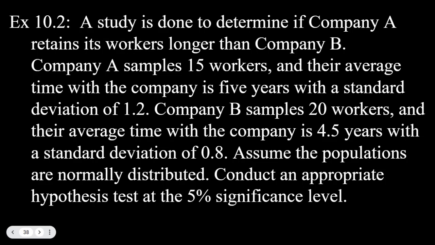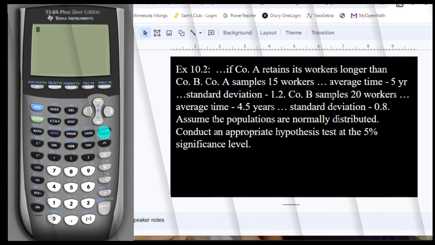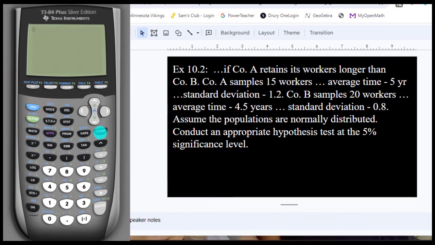So that's going to be important for us because notice we have less than 30 individuals in our sample. Conduct an appropriate hypothesis test at a 5% significance level. And that's going to mean alpha is 0.05. So now I've boiled this down a little bit so we'll have some space to write. First of all, let's start by identifying a couple things.